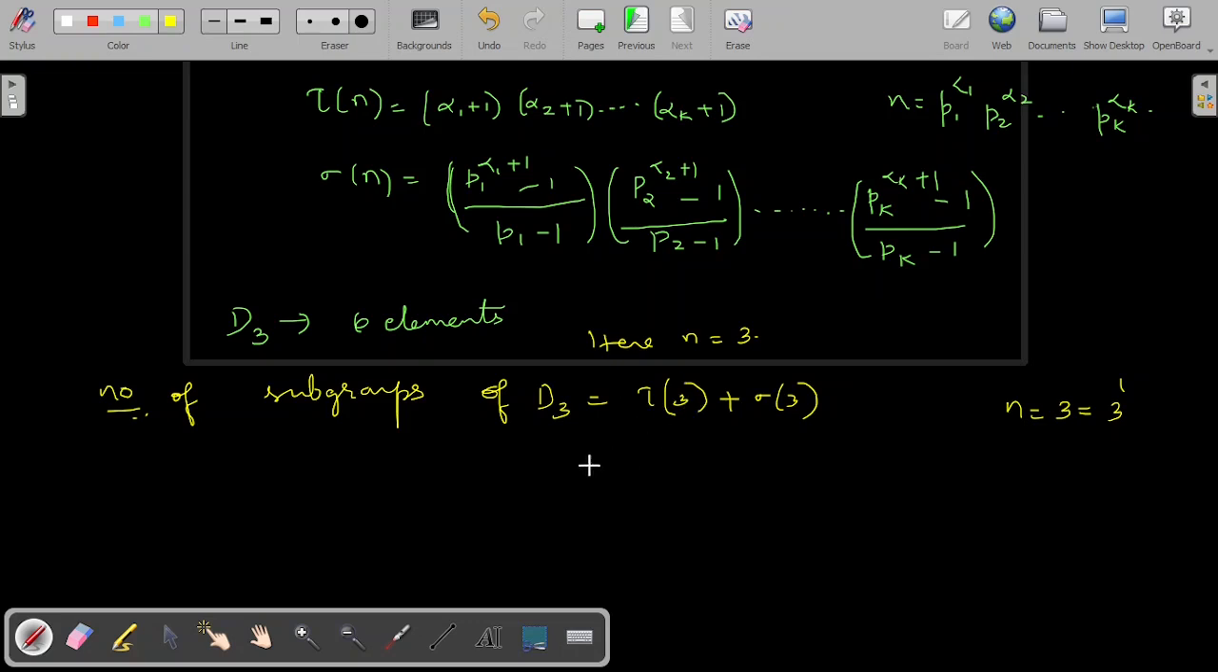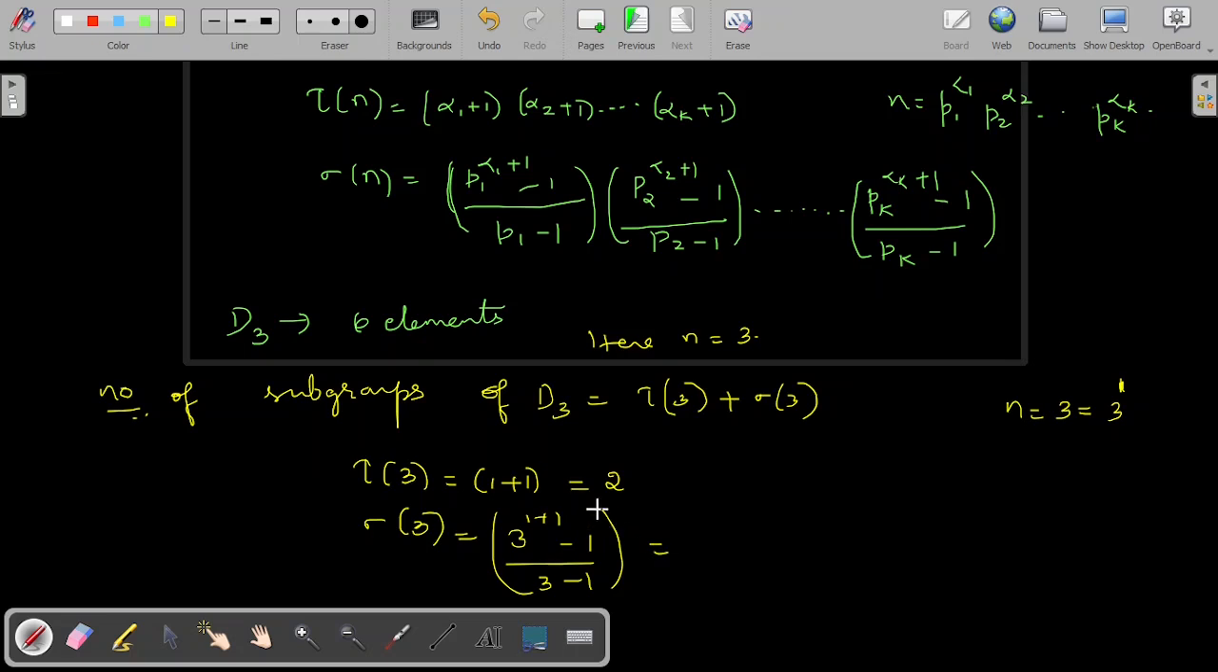So tau of 3, the number of positive divisors, is equal to, as per your formula, alpha1 plus 1. What is the power of 3 here? 1. So it is 1 plus 1. No other factors to multiply. So 1 plus 1, how much? 2. Next, sigma of 3, I need as per this formula. p1 is the only factor, 3 to the power 1 plus 1, minus 1, divided by 3 minus 1. This minus 1 is not in the power. So this gives you 3 squared, 9 minus 1, 8, divided by 3 minus 1, 2. So this gives you 4. Now sigma of 3 is 4.